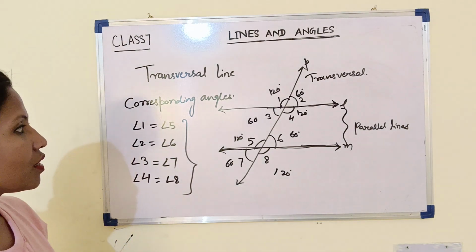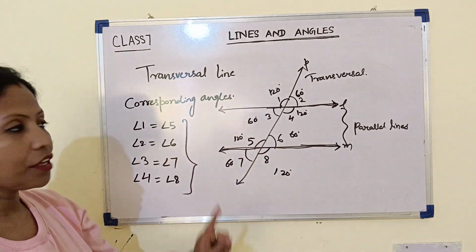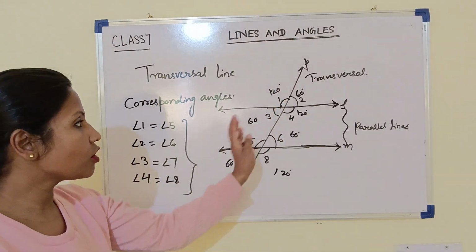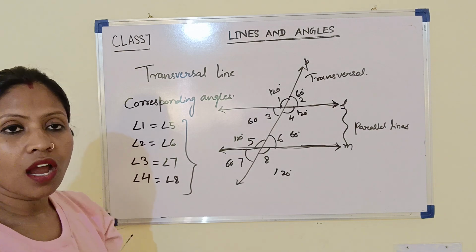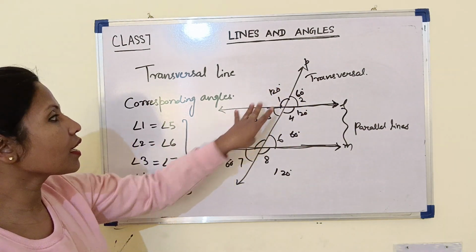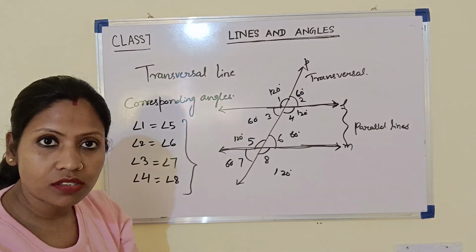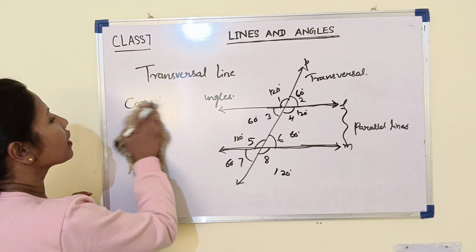Got it? So we proved that and we found all these angles. If one angle is given in case of parallel lines and a transversal line, then we can find all the angles. How? By making the vertically opposite angle, by corresponding angles, by making the linear pairs. Okay. So this was a corresponding angle.